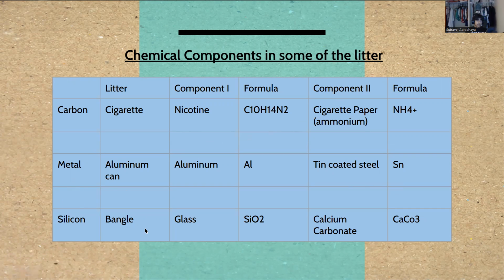For silicon, I said bangles. Component one is glass. The bangle I found was an Indian bangle, and I know this because we had an Indian event on October 9th for Diwali. And the bangle was more glass than metal or wood, as Indian bangles are mostly constructed using those materials. The formula for that is SiO2. And then the second component for silicon was calcium carbonate, or CaCO3.